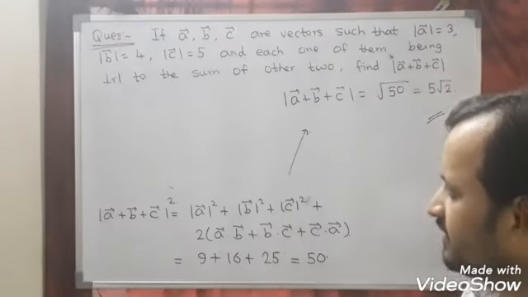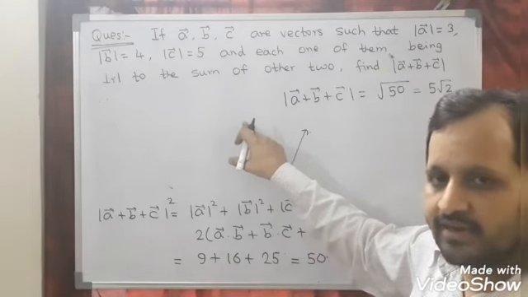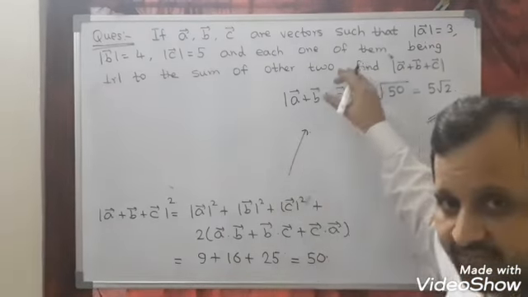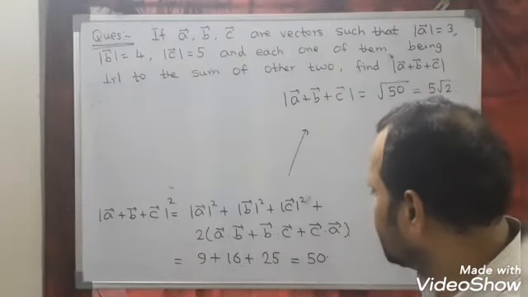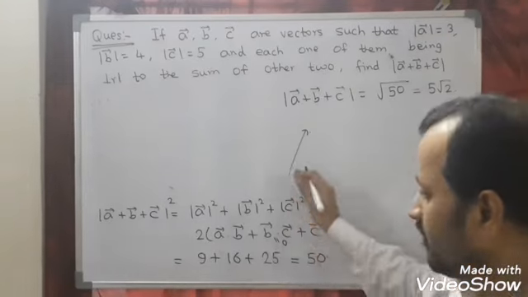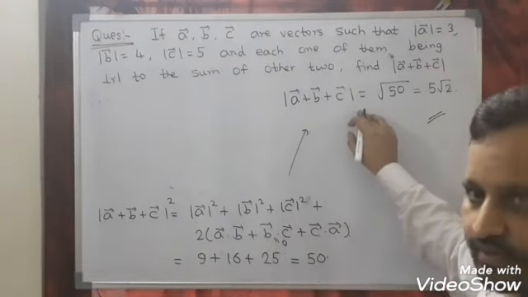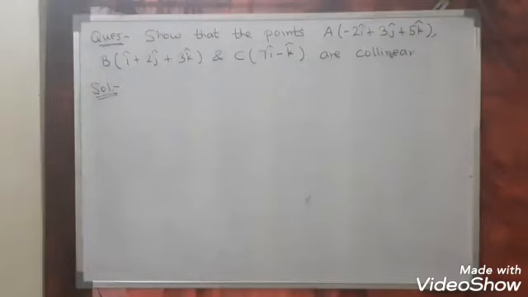So what we have done is, one vector is the sum of the other two. If you expand, what will you get? Their dot product is 0. And when we add, you will find 2 times of A dot B plus B dot C plus C dot A value equal to 0. Put the values, take the square root, finally you will get 5 root 2 as the answer. Let us see the next question.